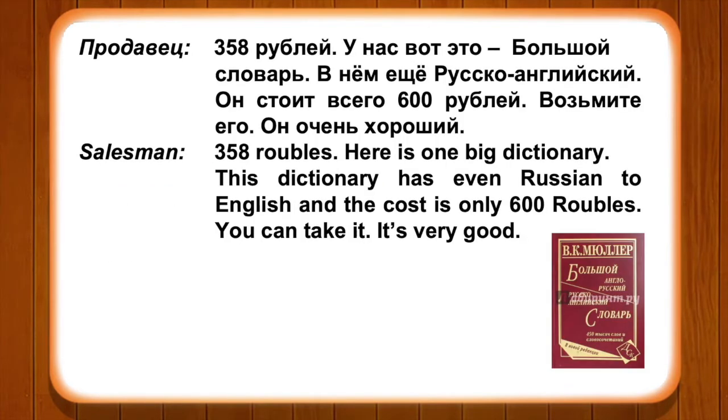Продавец. 358 рублей. У нас вот это. Большой словарь. В нем еще русско-английский. Он стоит всего 600 рублей. Возьмите его, он очень хороший. Salesman says that it costs 358 rubles, but there's one more, which is a bigger dictionary, called the big dictionary, and it has even Russian to English, and the cost is only 600 rubles. You can take it, it's very good, suggests the shopkeeper.